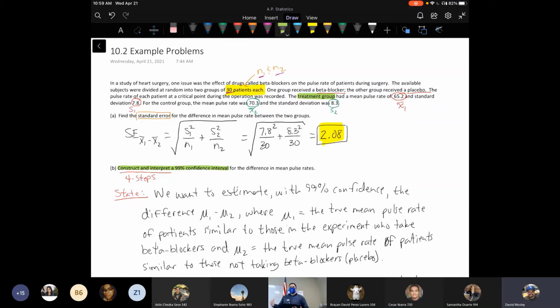Standard error is essentially the standard deviation from our sample. If we had all the population values, we would just be finding the standard deviation. But we call it the standard error in this case because it's from sample statistics for the difference in mean pulse rate between the 2 groups. So first here we have just what the formula is.